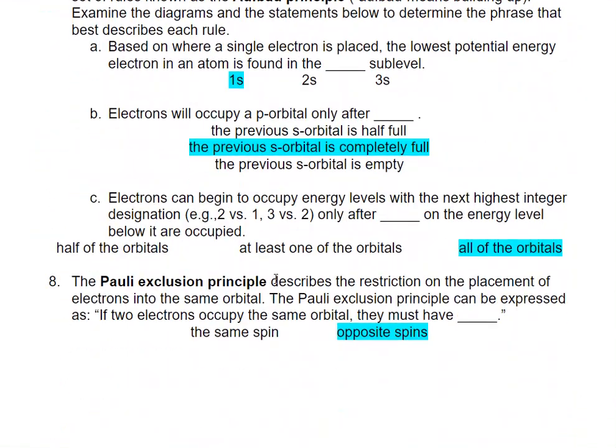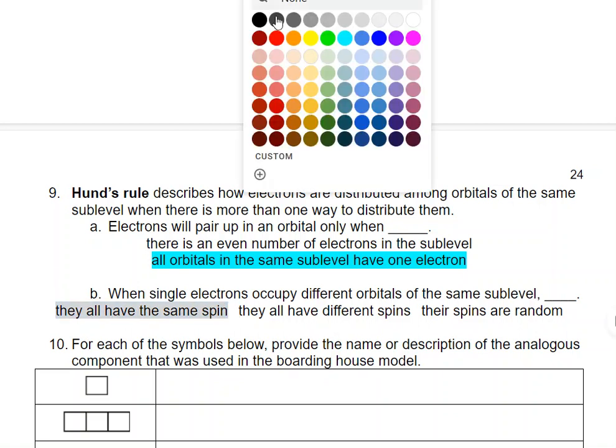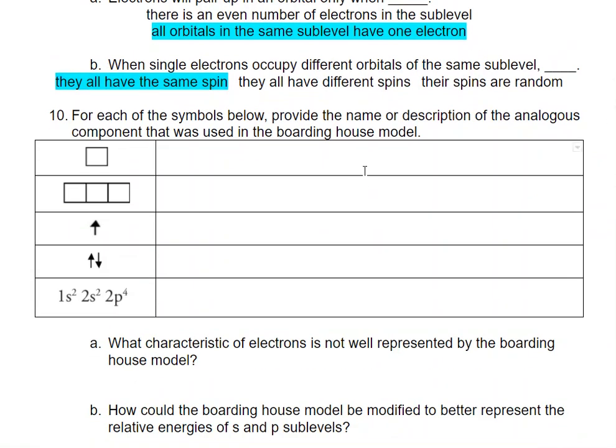So this is called the good parent rule because a good parent always makes sure that all of their kids get one helping before anybody gets seconds. So before anybody in a p orbital or a d orbital gets a second electron, each suborbital must get one electron. When single electrons occupy different orbitals of the same sublevel, they're going to have the same spin. So whenever we fill, we're going to fill spin up, spin up, spin up, and then we do spin down, spin down, spin down.